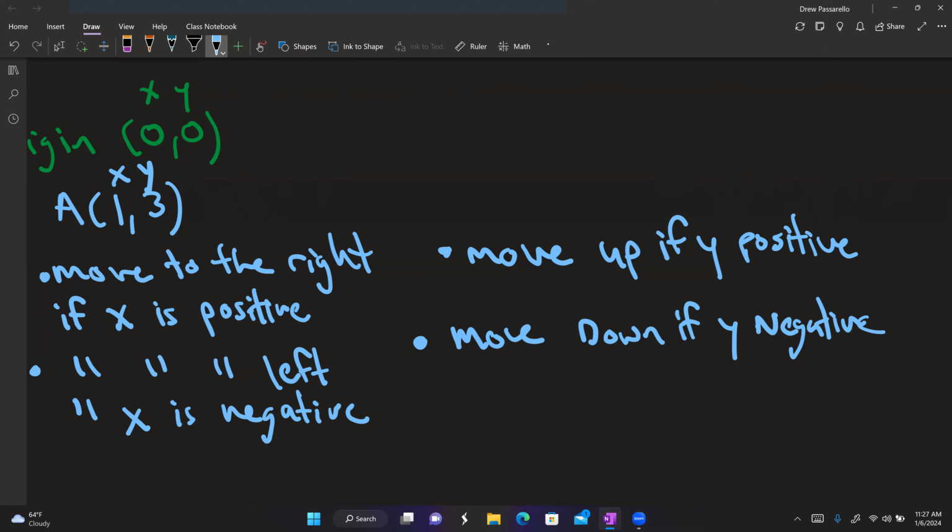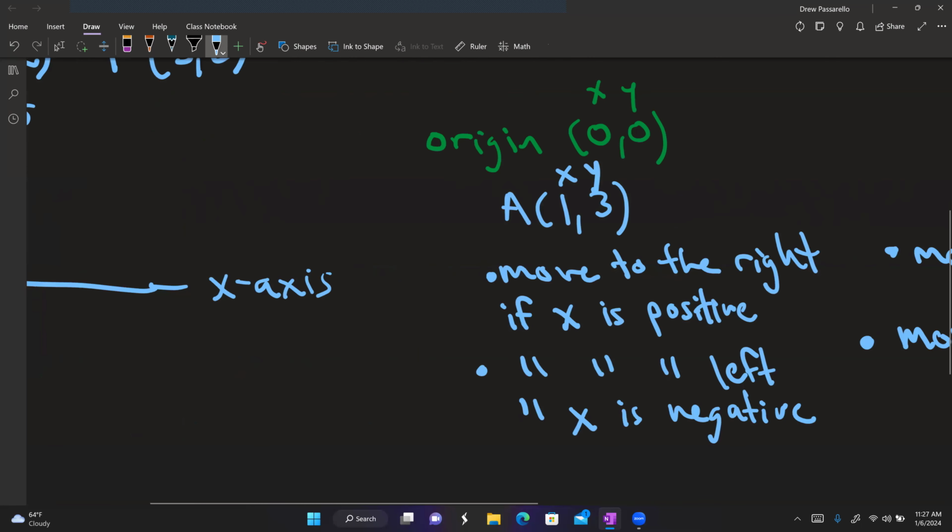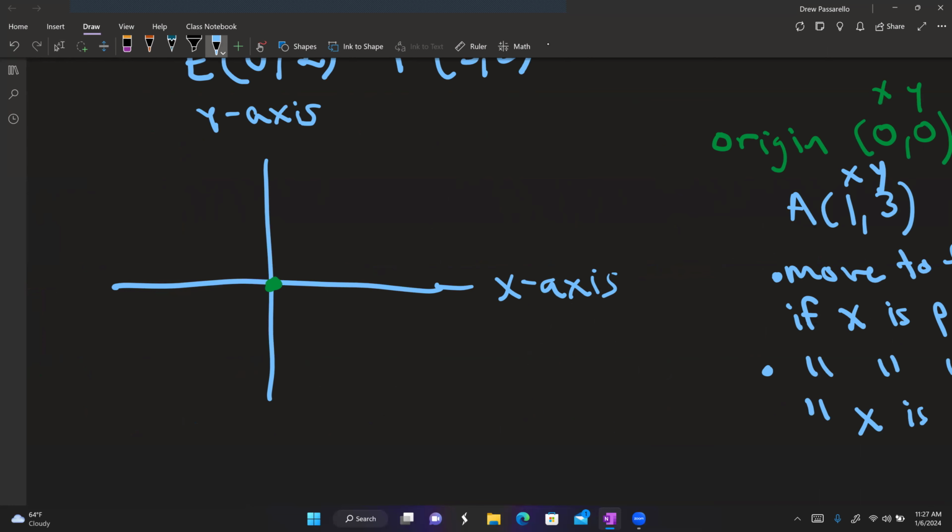All right, now let's plot point A. So it's (1, 3). It has a positive 1 for x. So start at the center, (0, 0). I go to the right 1 unit. So that's where I'm at. And now I'm going to take into consideration the y coordinate, which is 3. And since it's positive 3, I move up 3. So let's say go 1, 2, 3. And essentially go right 1, up 3. And that puts you here. And this is point A. All right, so that's how we're going to be doing this.